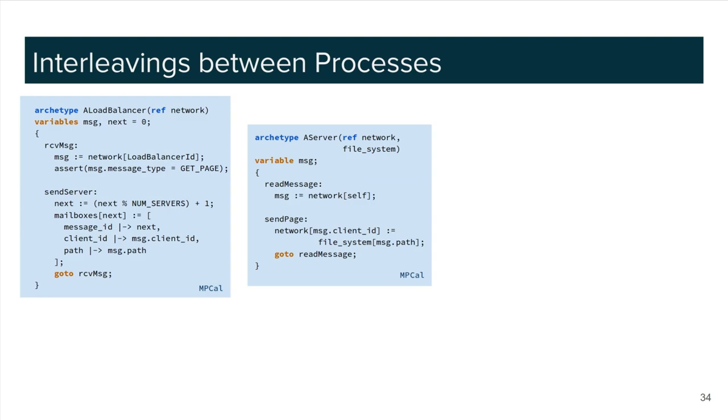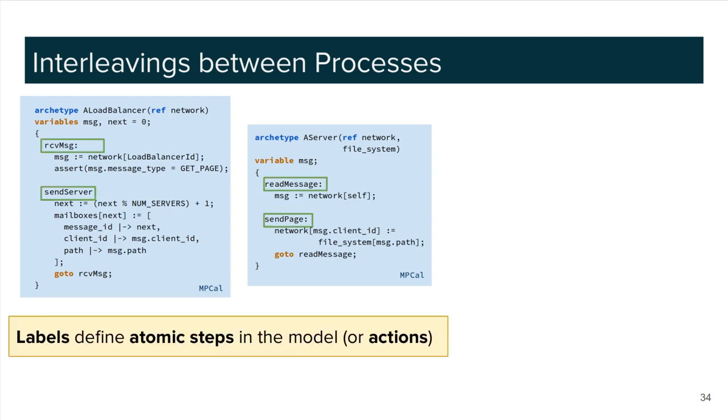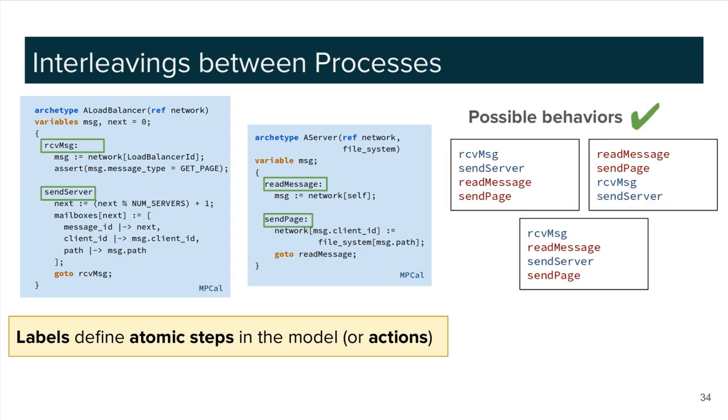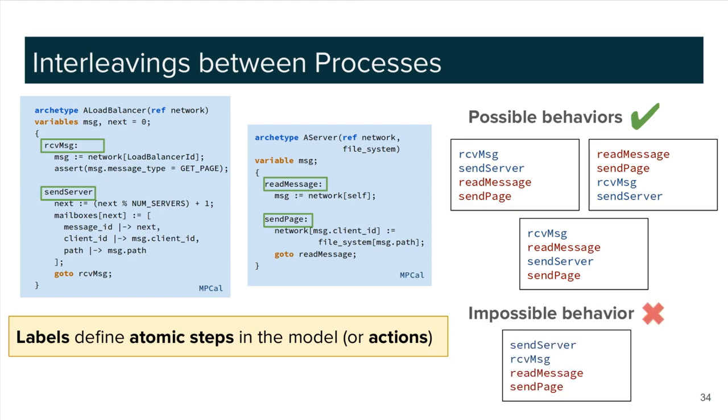And to remind us, PlusCal has labels. They define atomic steps. So for each label, everything you do in that label will happen at once. There are some interleavings that we're technically allowed to do, and some that just don't work causally. You can't hit the second part of the load balancer before hitting the first part. Yes, it is a loop, so you will eventually hit that, but initially you won't.